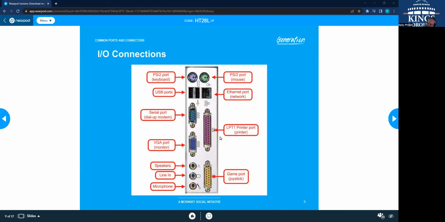Do we all recognize the LPT1 port? Okay. Also a bit old school. And not many of us are still using dial-up modems. So just keep the slide and these ports and these labels in mind.